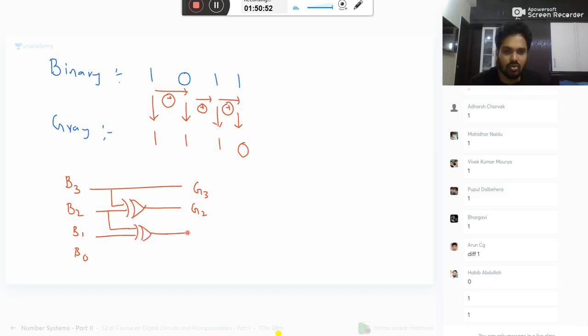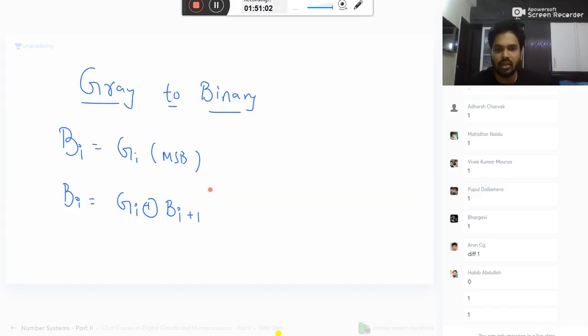This is the gray code of this one. This is the circuit to make this. Similarly, if you have gray, how to get the binary? G3 and B3 are same. You take this and apply G2. What you get is called B2.